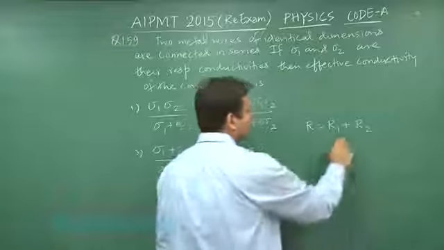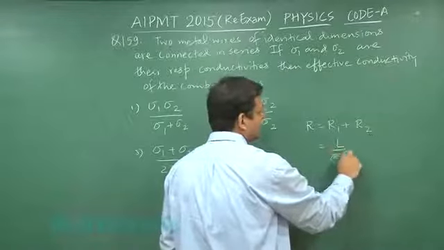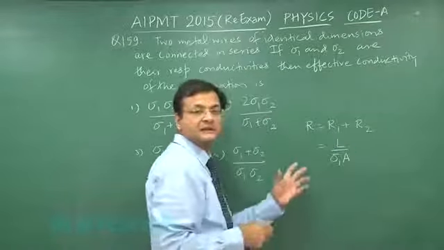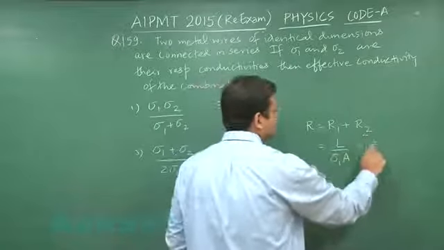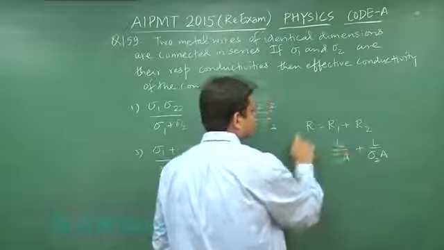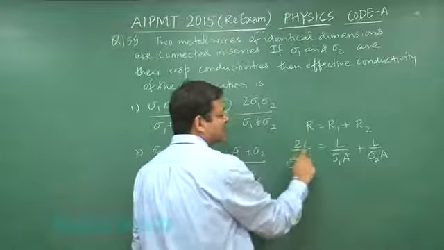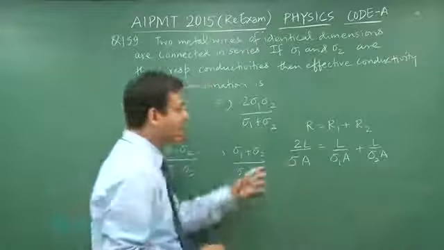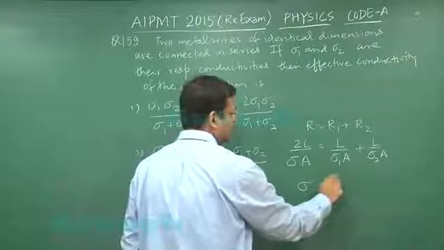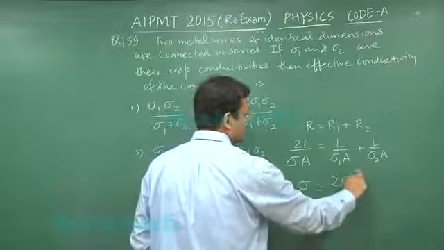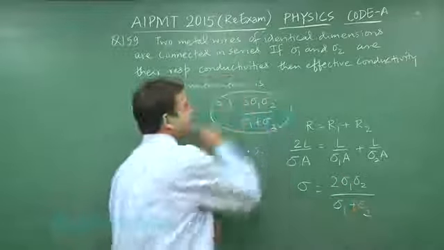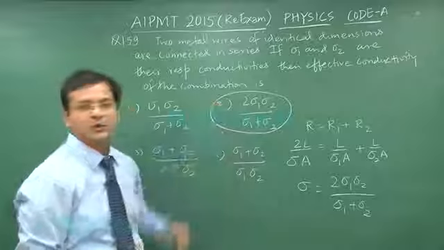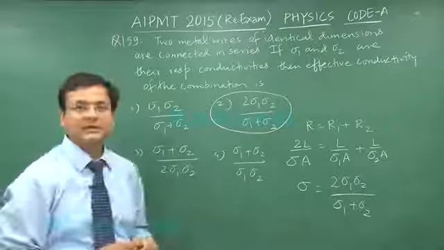So here you can write L by sigma 1 A, because their dimensions have been given to be equal. The only difference is in conductivity. So here it will be L upon sigma 2 A. And here the total length will be 2L; they want the effective conductivity. Understand? Effective conductivity sigma will be simply 2 sigma 1 sigma 2 upon sigma 1 plus sigma 2. So the effective conductivity will be marked as answer 2 for this question 159.